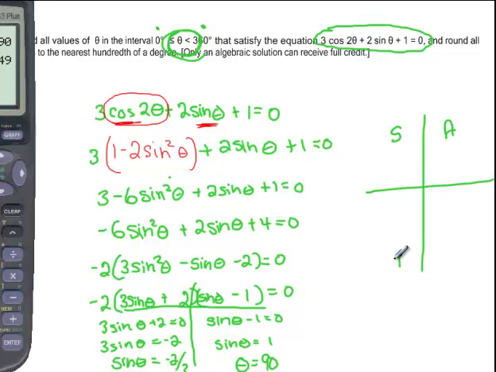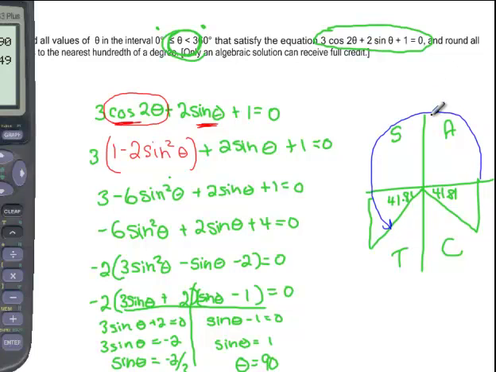So off to All Students Take Calculus. Where is the sine of theta negative? Here and here. So I put my reference angle of 41.81 in both of these, and I figure out my angle. How far of an arc did I just make there? I went 180 plus 41.81. So theta is 180 plus 41.81. So that gives me 221.81.